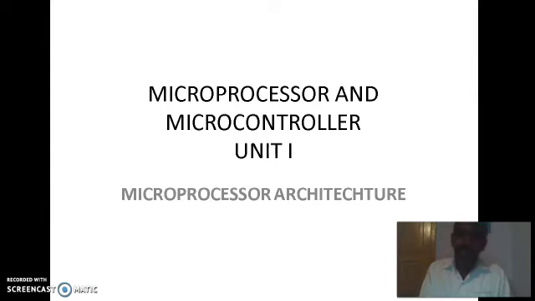First, microprocessor and microcontroller. What is a microprocessor? A microprocessor is a programmable semiconductor device which fetches, decodes and executes the instruction. Another definition: the microprocessor is a programmable IC which is capable of performing arithmetic and logical operations. Next, a microprocessor is a CPU. So this is a microprocessor.